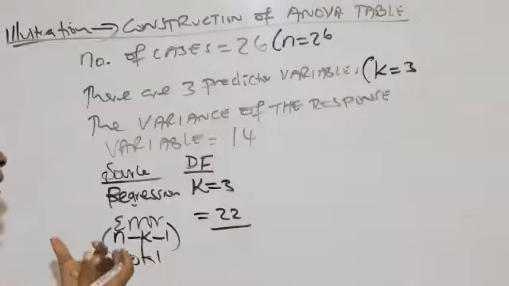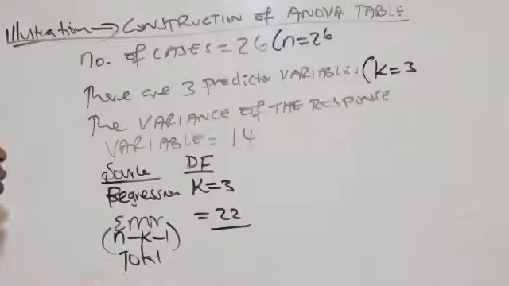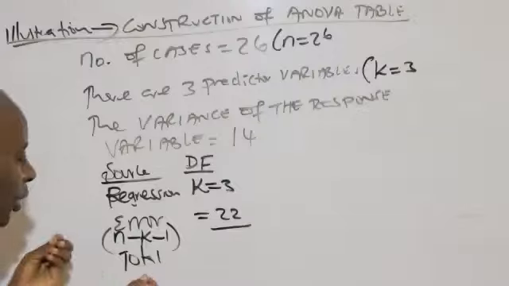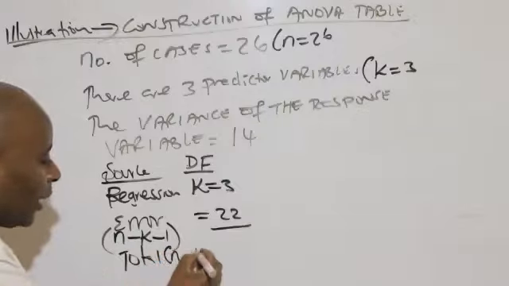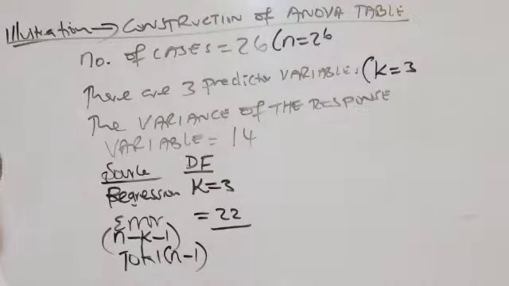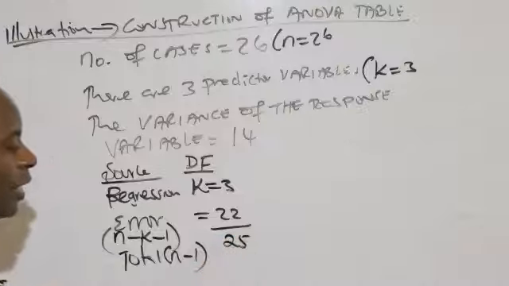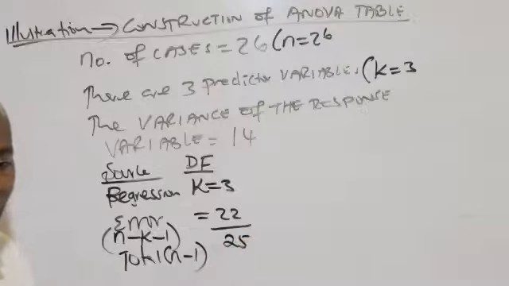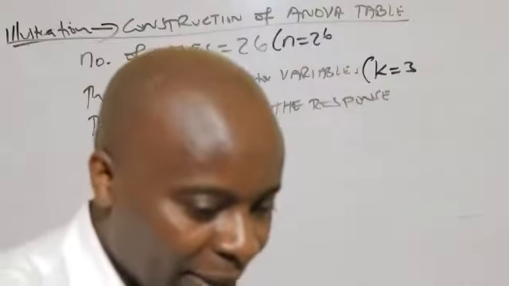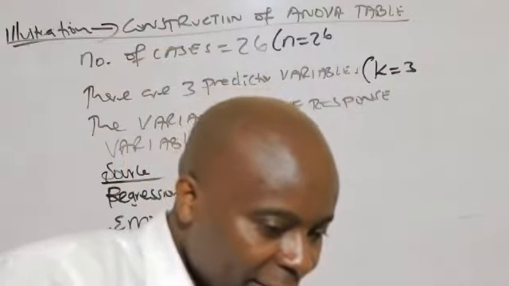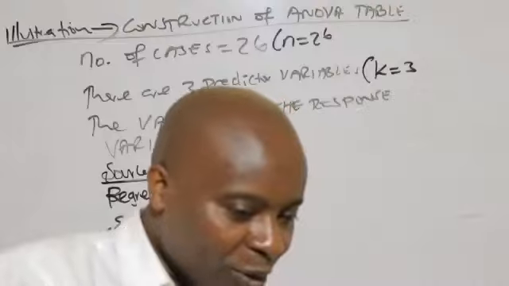And then lastly, we have the total. To get the total degrees of freedom, we normally take n minus 1. So n in this case is 26. 26 minus 1, what are we able to get? 25. There's a student saying my camera is bad. Oh, it's constant. Sorry.